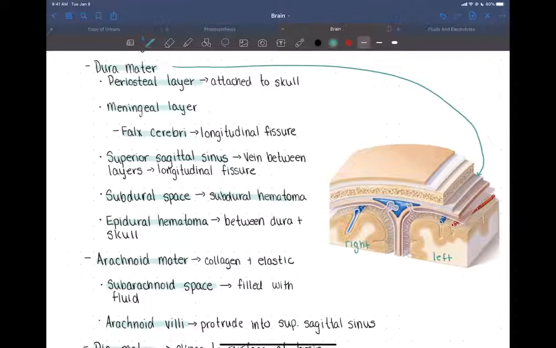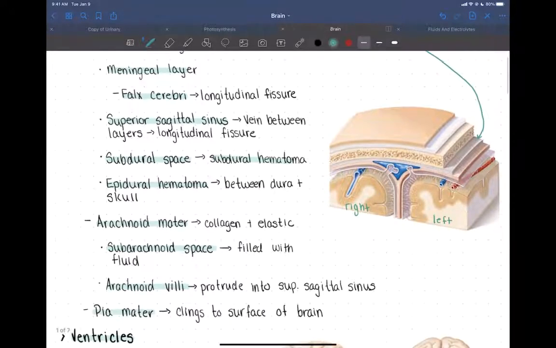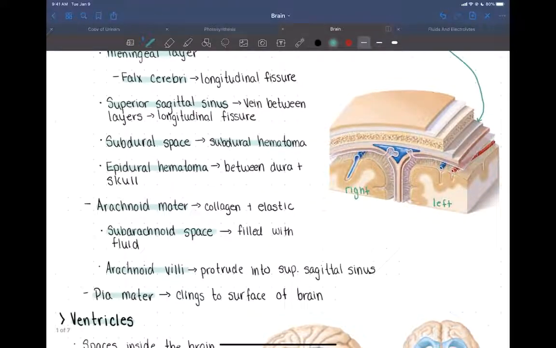And so that meningeal layer extends down in between those hemispheres into this structure called the longitudinal fissure, and I'll label it here. Fissure being like a large indentation or groove, all right? This would be that longitudinal fissure, okay?